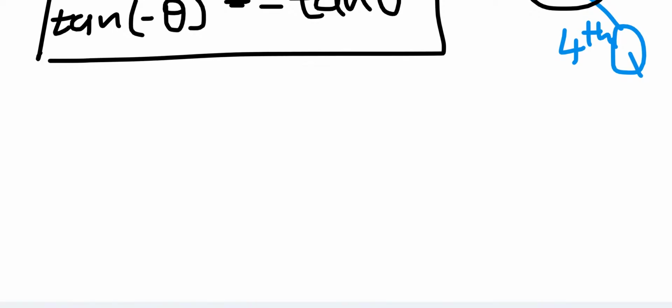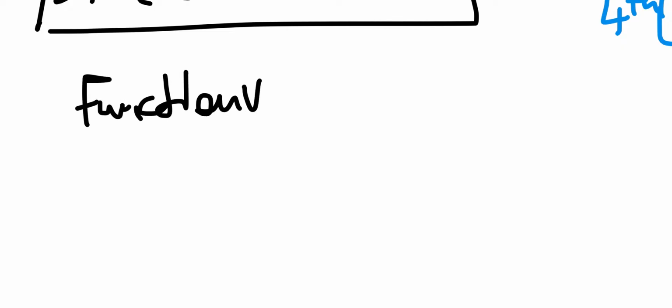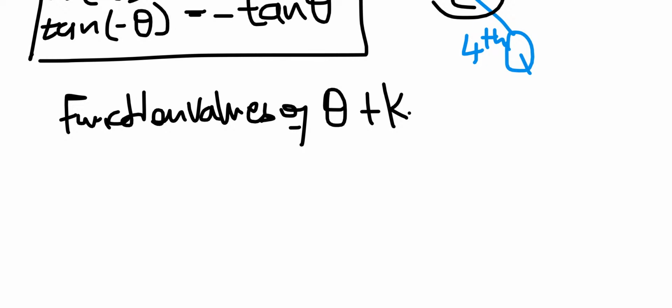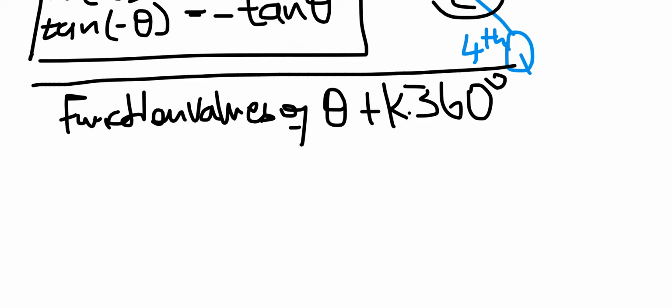Now let's talk about the difficult part that I was referring to. But definitely you will understand. So now this is function values of theta plus k that is being multiplied by 360 degrees.